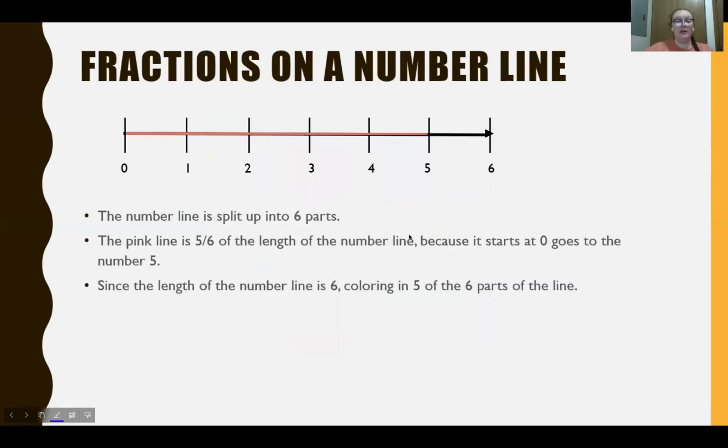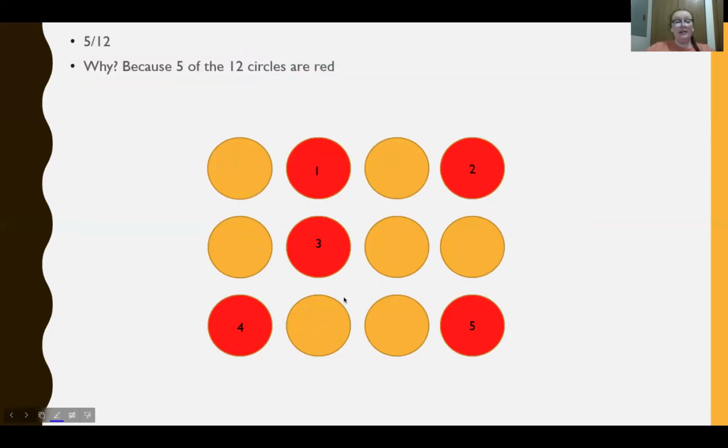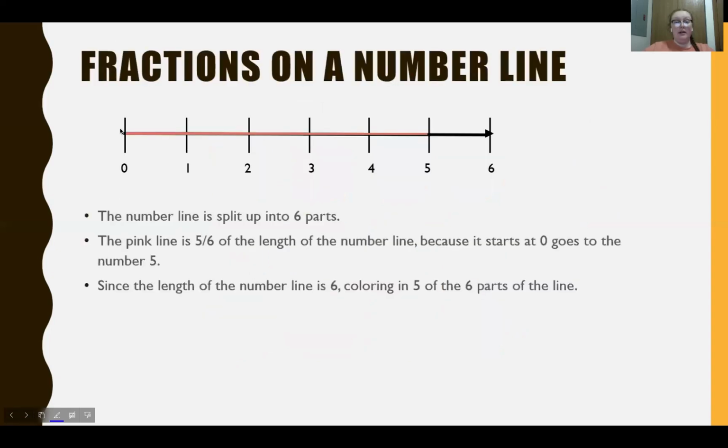All right, so next we're going to look at fractions on a number line. So all of these, we're looking at sets of things, sets of objects. This, we're going to look at it as a whole, the whole being the number line. So as we can see, this number line is split up into 6 equal parts. 2, 3, 4, 5, 6.